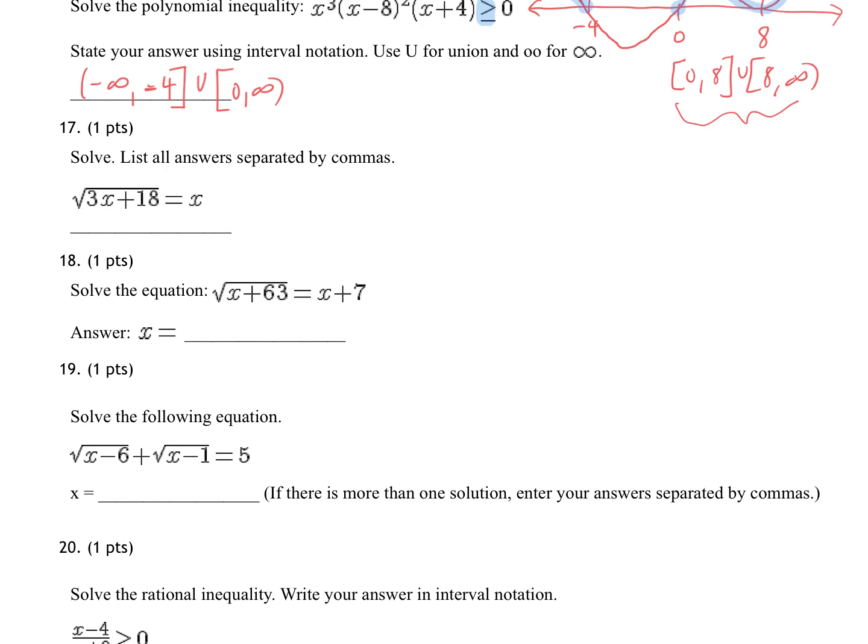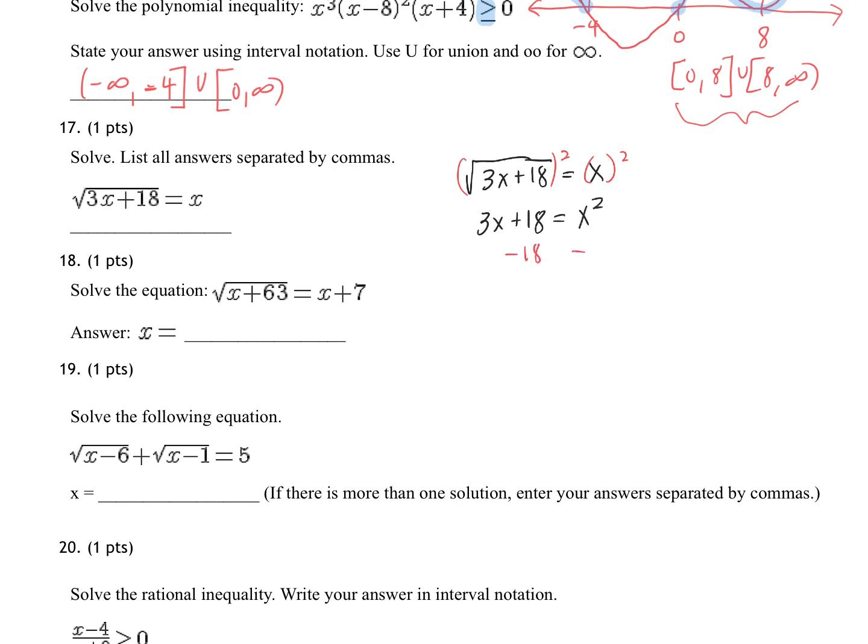All right, 17, solve, list all answers separated by commas. So we're solving this. We're going to have the square root of 3x plus 18 is equal to x. So we would start by getting rid of the radical, so square both sides. We get 3x plus 18 is equal to x squared.